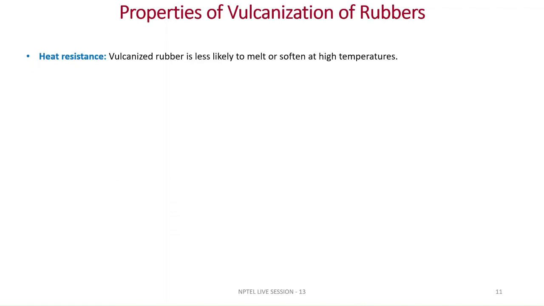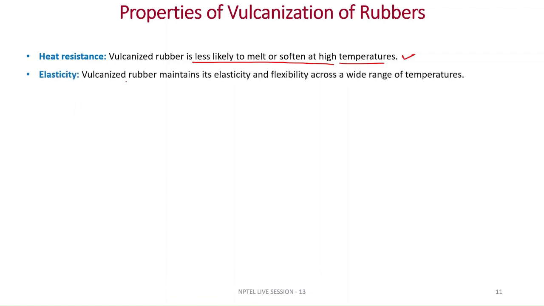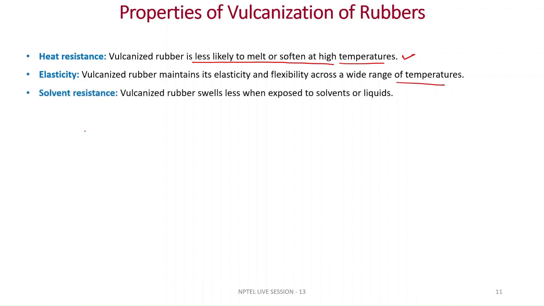Some of the properties that will be highlighted here of vulcanized rubber are heat resistance. The vulcanized rubber is less likely to melt or soften at high temperature. So these are some advantages. Elasticity: vulcanized rubber maintains its elasticity and flexibility across a wide range of temperatures. But that elasticity is reduced compared to the actual polymer.